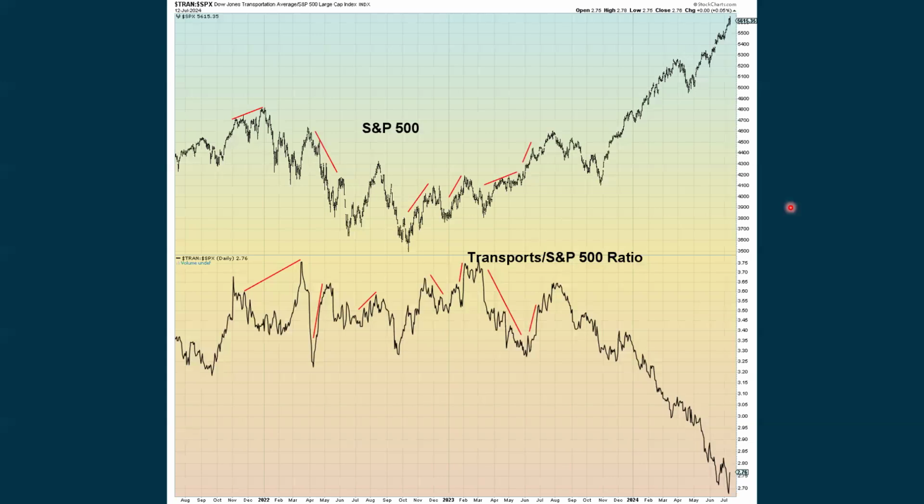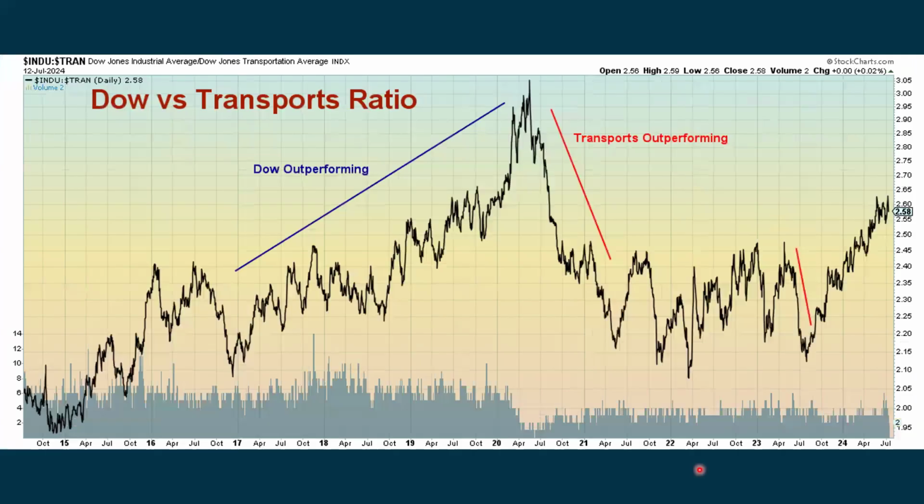And we do a ratio between the transports and the S&P. It bounced up on Friday, but overall, the transports have really been underperforming the S&P. We do another ratio between the Dow and the transports. When this is going up, that means the Dow is outperforming. And in a more solid environment, we want to see the transports doing better, and they're just not doing that.